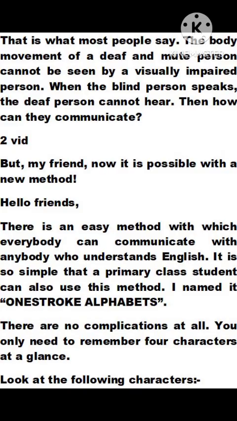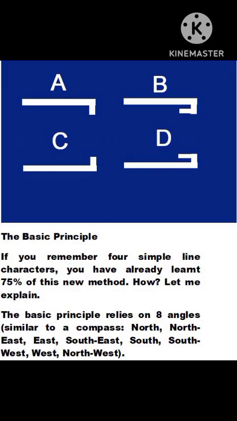Hello, friends. There is an easy method with which everybody can communicate with anybody who understands English. It is so simple that a primary class student can also use this method. I named it one-stroke alphabets. There are no complications at all. You only need to remember 4 characters at a glance. Look at the following characters. The basic principle: if you remember 4 simple line characters, you have already learned 75% of this new method.